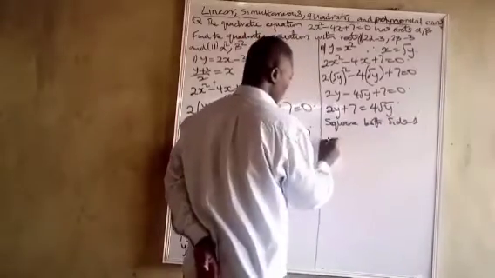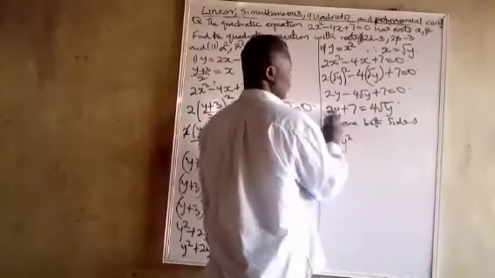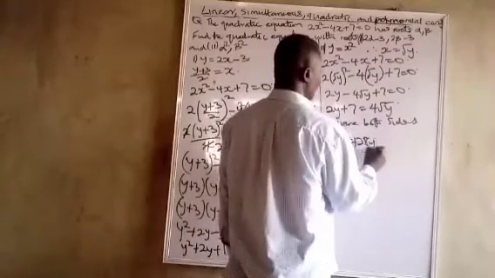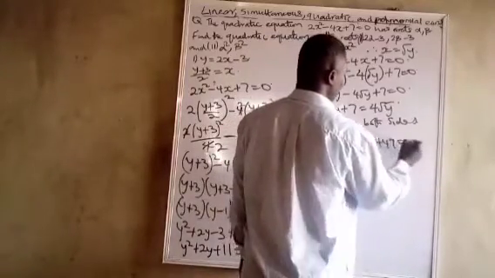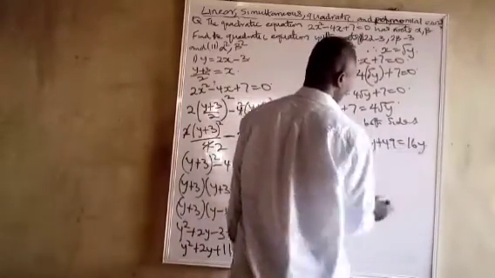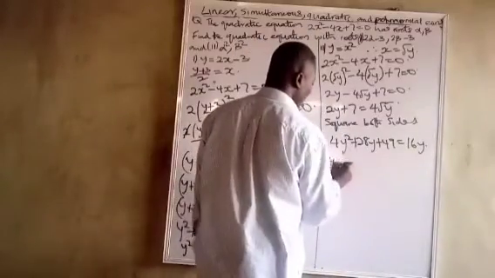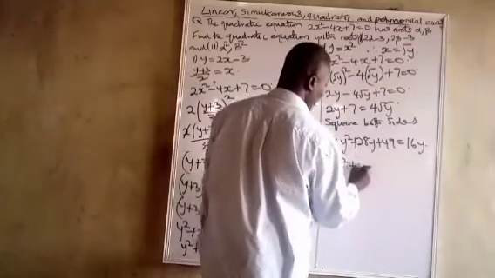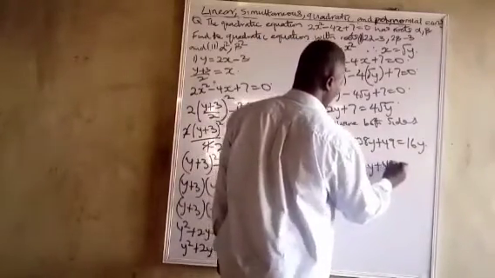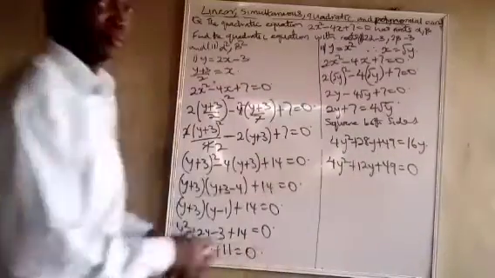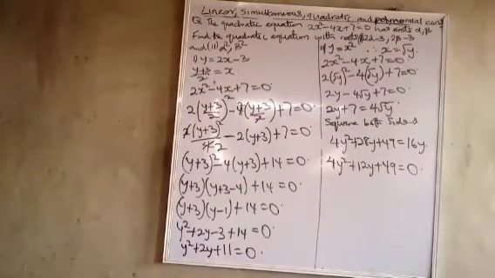I'm going to have 4y squared plus 28y plus 49 equals 16y. Now I bring this one back inside here. I have 4y squared plus 12y plus 49 equals 0. You can see the job becomes fun and easier using the substitution method.